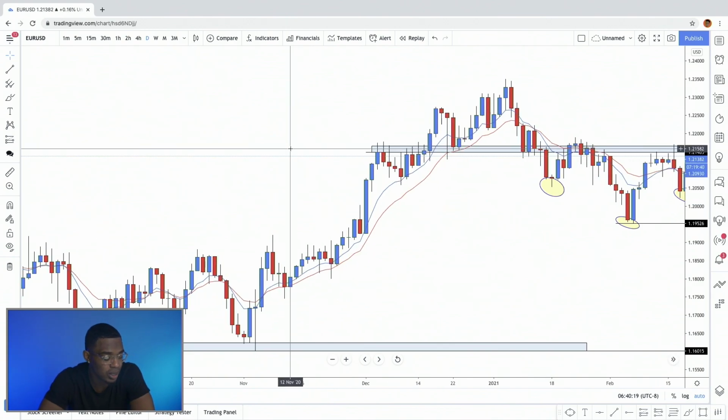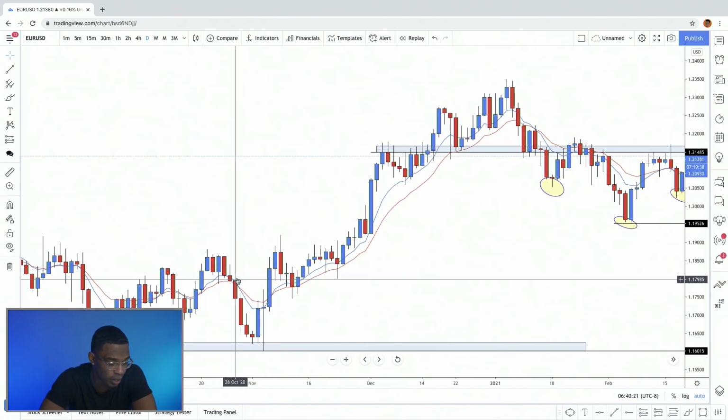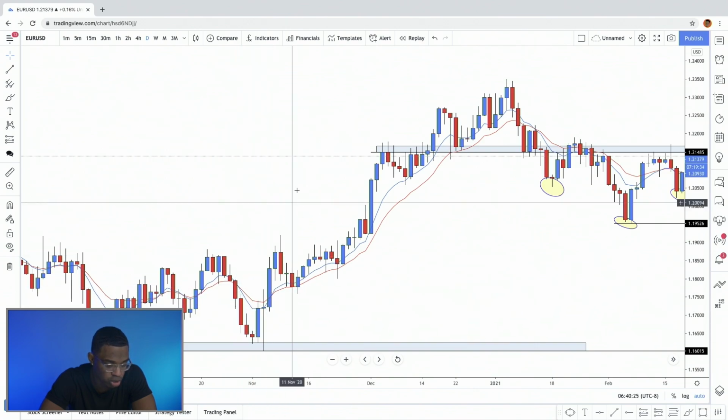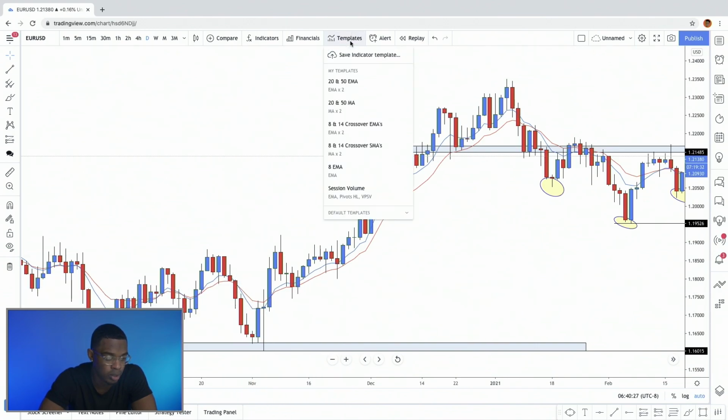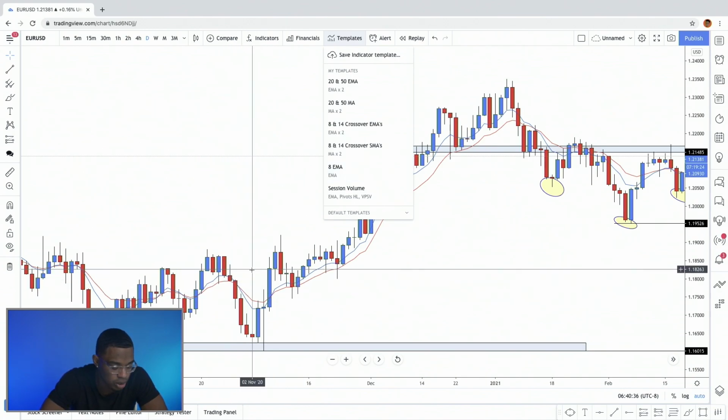Now with the SMA, look how slow it reacts. This is an EMA, right? So price heads down, red crosses over to blue, price heads up, blue crosses over to red. Quick. Look at this 8 and 14 crossover for the simple moving average. Just look at it for a second while I click it so you can see the difference.